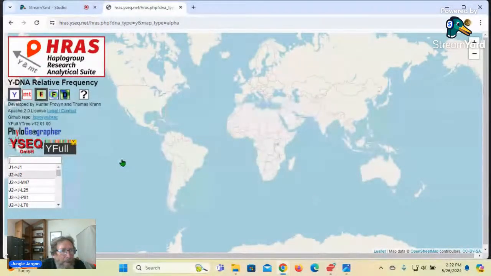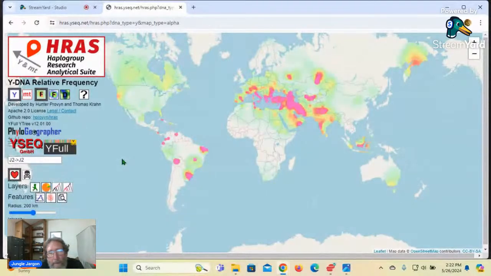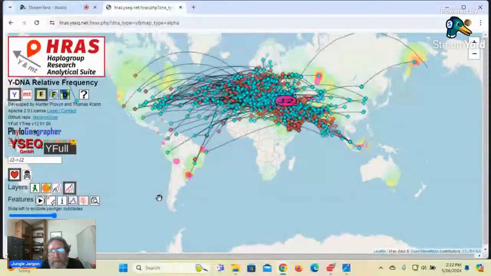So let's go ahead and try to bring up the J2, and there it is. So we have the J2. We'll just go ahead and hit this right away so I can start going. And there's the J2. Okay. So maybe we can zoom in. That might be a good idea. We'll just knock some of these off first.